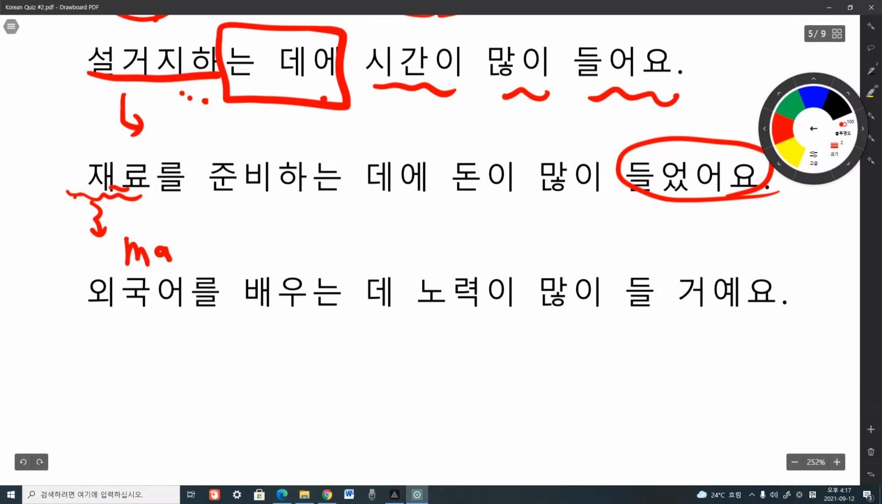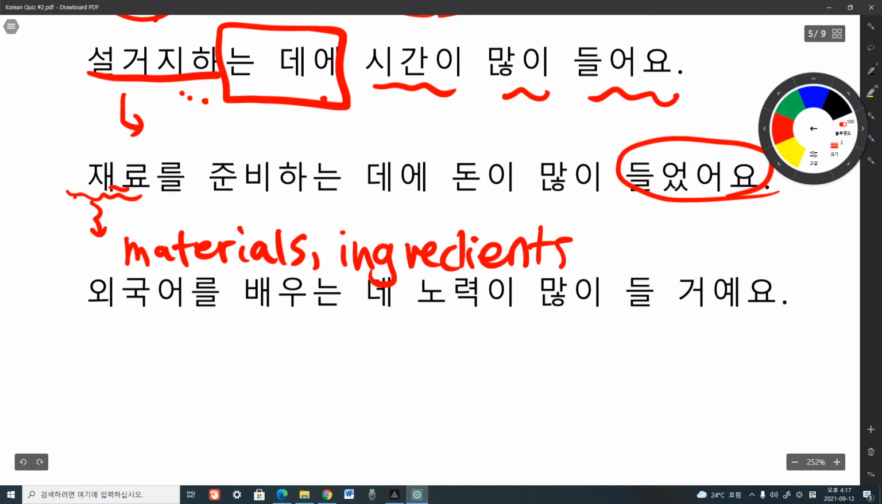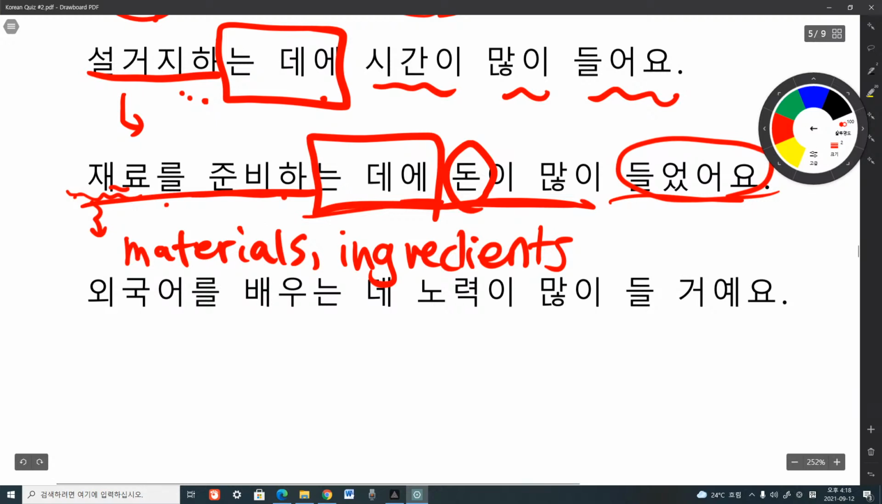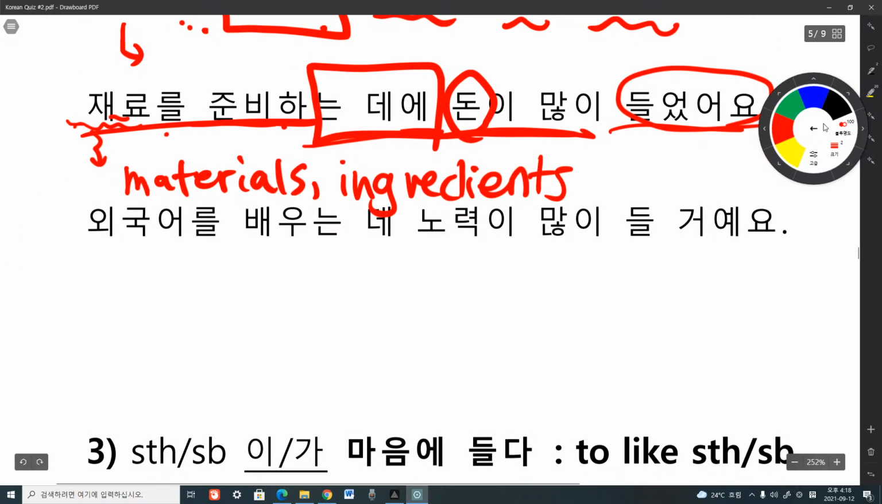So 재료 first means materials. So it could mean ingredients for cooking. Ingredients. So 재료를 준비하다, to prepare ingredients. 재료를 준비하는데. So in preparing ingredients, 재료 준비하는데 돈이, money, right? 돈이 많이 들었어요. It took a lot of money to prepare all the ingredients. 재료 준비하는데 돈이 많이 들었어요.